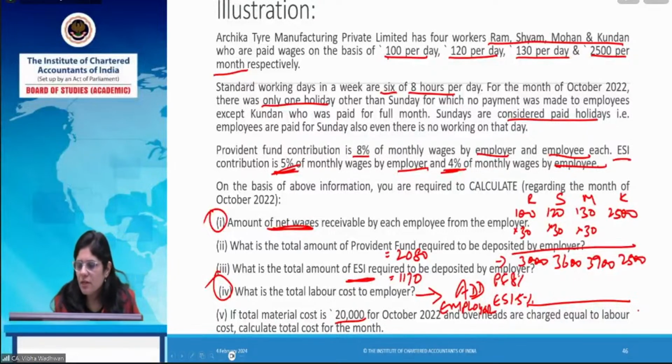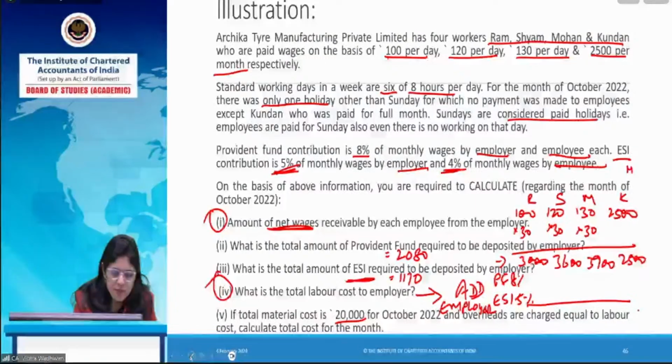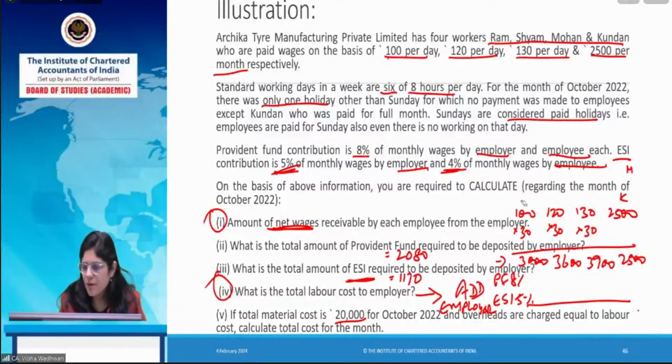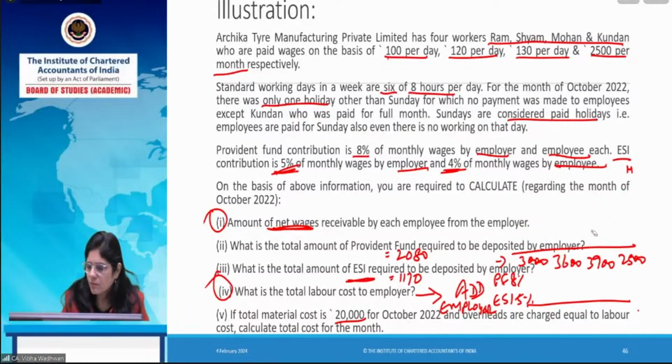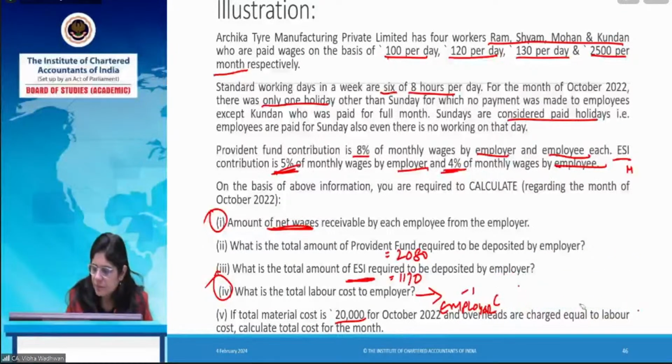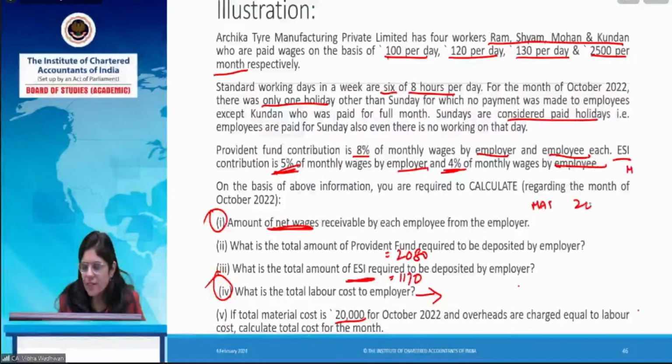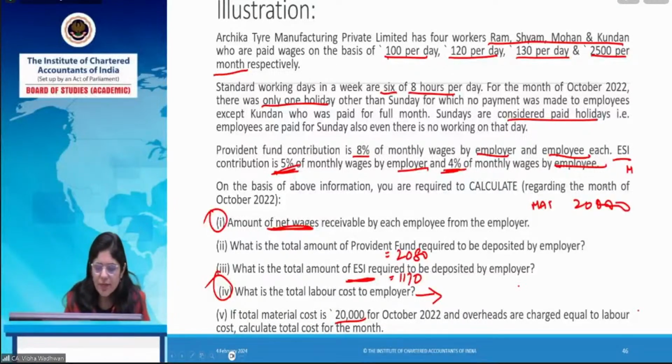So the material cost is 20,000. I'm just now erasing it off, giving space for the fifth part. So I hope you know now how to calculate the labor cost. The material cost is 20,000, it is given. You have to calculate the total cost for the month. Labor cost we have calculated. What is the answer of the fourth part? 14690. Can I take 14690 as the answer?